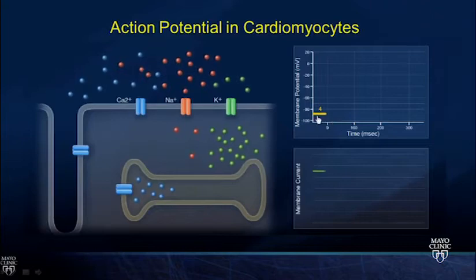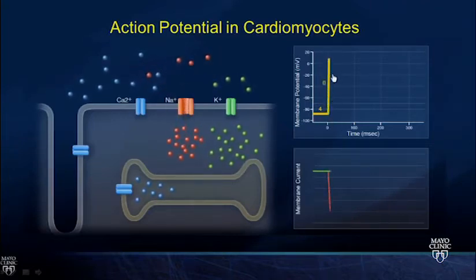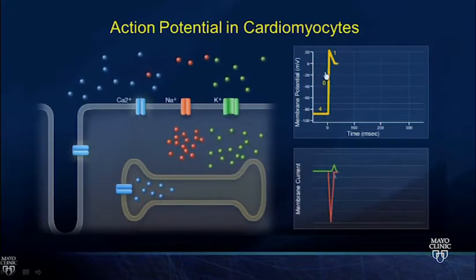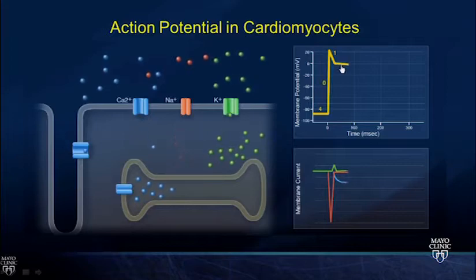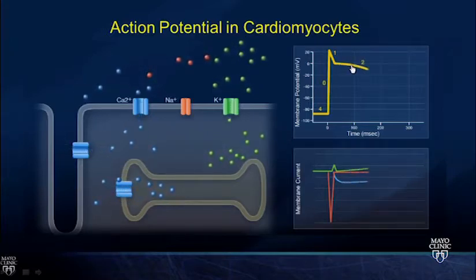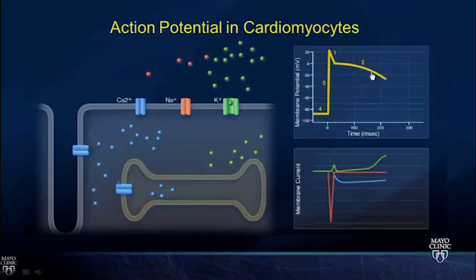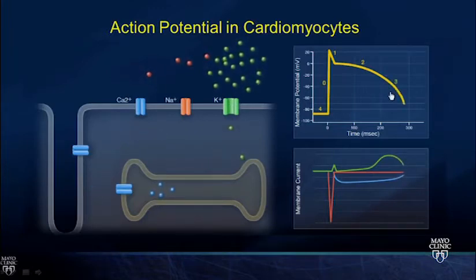is around minus 90 millivolts. During phase 0, sodium comes in, that's depolarization. Phase 1 is transient potassium outgoing. Then phase 2 is calcium coming in, which is balanced by potassium going out. That's the plateau part. And repolarization happens in phase 3, where the potassium leaves the cell. And this happens again and again and again.